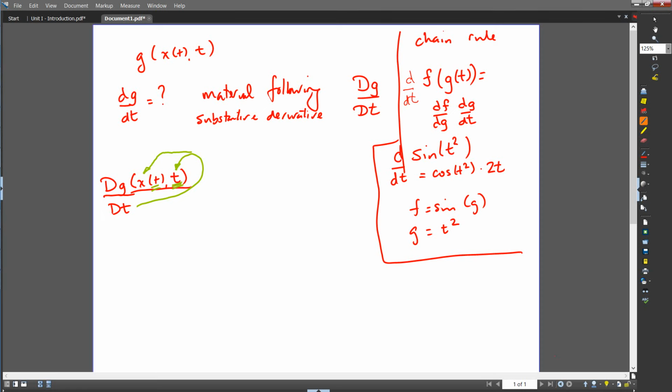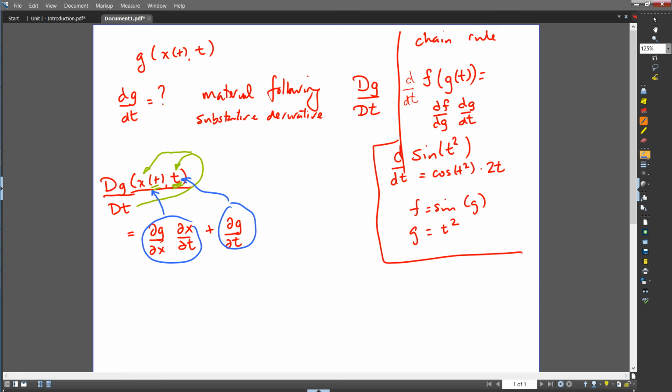And that's complicated, by the way. So I have here dg dx times dx dt. So that's chain rule. And then I have partial g partial t. And just to be 100% clear about this, this term here comes from differentiating that t there, and this term here comes from using the chain rule on that term there.